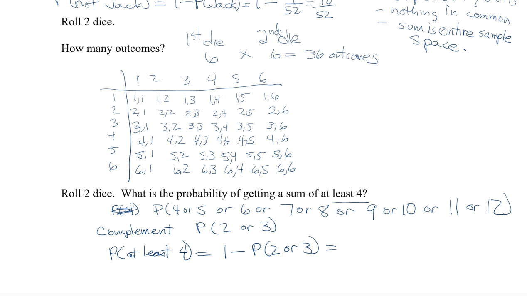And let's see, the probability of getting a 2, if I look at my arrangement, that's 1 out of 36, or means add. The probability of getting a 3 is 2 out of 36. So this gives me 1 minus 3 out of 36, which when I get a common denominator and subtract would give me 33 out of 36.